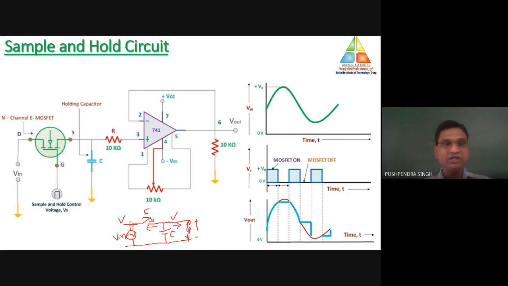So there are two different time periods in the case of the sample and hold circuit. The first is called the sampling time, when the capacitor is charging, and the second is called the holding time, during which the capacitor holds the charge. The total time duration is denoted as T, where T is equal to Ts plus Th, where S denotes the sampling time and H the holding time. The combination of Ts and Th is equal to the total time period of the sample and hold circuit. This is the basic operation of the sample and hold circuit.